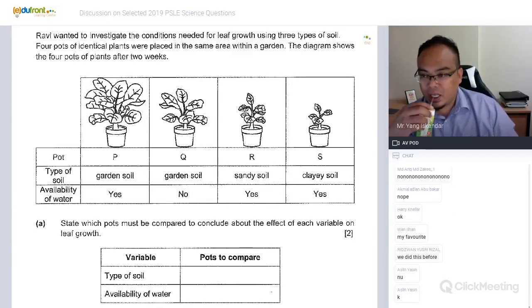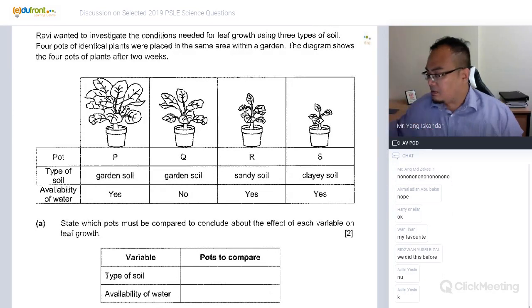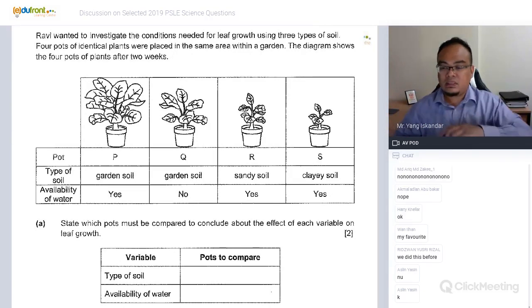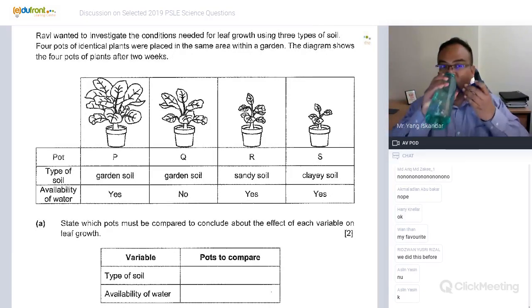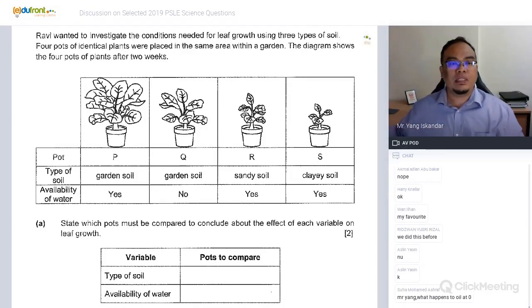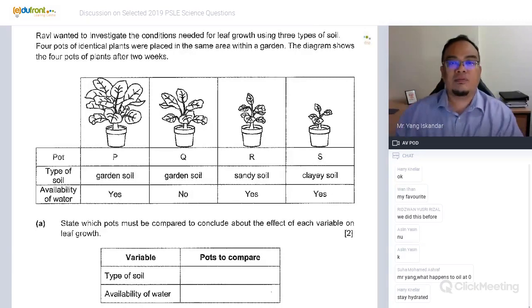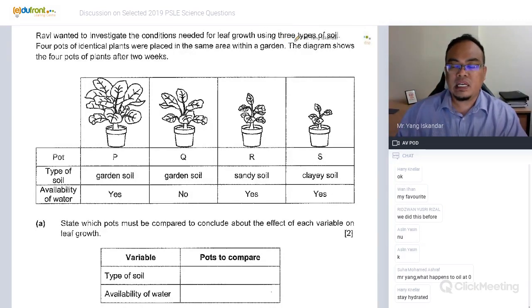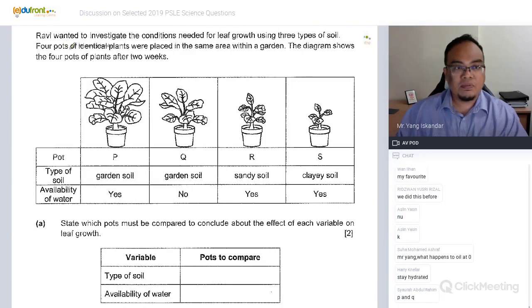Ilhan, your favorite question. Okay, let's read together. Now, Ravi wanted to investigate the conditions needed for leaf growth using 3 types of soil. So you know that this is the concept of a fair test, right? Testing about fair experiment. So 4 pots of identical plants were placed in the same area within a garden. The diagram shows the 4 pots of plants after 2 weeks.